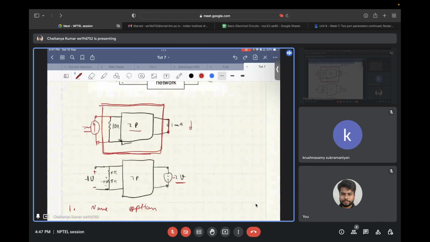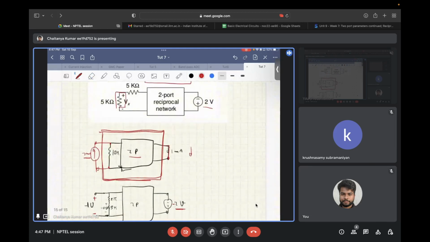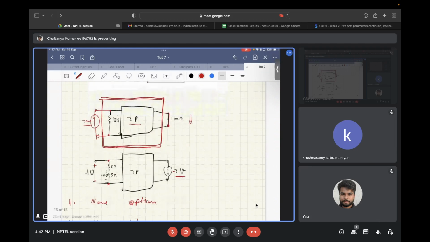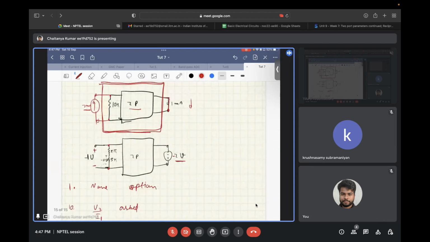Now what is asked in this question is that earlier, which was a 10 kilo ohm resistor, is now broken down into 5 kilo ohm resistors, and the voltage developed across one of these resistors is asked. From the reciprocity theorem, you know that the voltage developed across this complete 10 kilo ohm resistor will be minus 1 volt. So the voltage developed across one of the 5 kilo ohm resistors will be minus 0.5 volts.